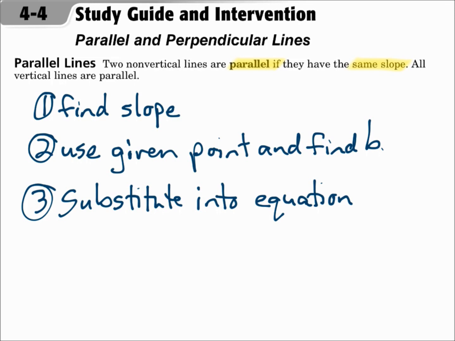Two non-vertical lines are parallel if they have the same slope. So whatever the slope of the one line is, that's the slope of the line parallel to it. Also, vertical lines are always parallel. When you do this, first, find the slope of your answer by finding the slope of the line they give you. Then use a given point with that slope and find b, and finally substitute into the equation to get y equals mx plus b.